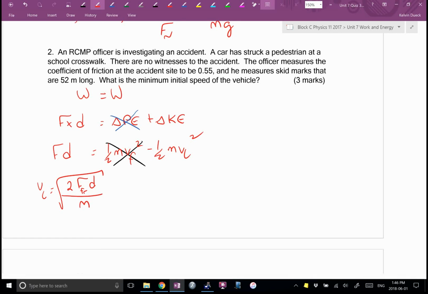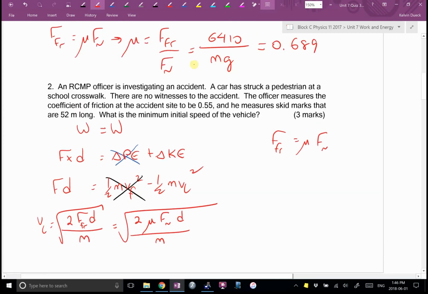Friction is what times what? Okay, so over here I'll make a little note. Friction equals mu times the normal force. So this is going to become the square root of 2 mu normal force times distance over m. I don't know the normal force. Oh, wait a minute. What can I safely say the normal force is equal to? And this is where we notice the m canceled. We could have actually put in mu mg on this line and canceled the m's out right here, but the m's do cancel.